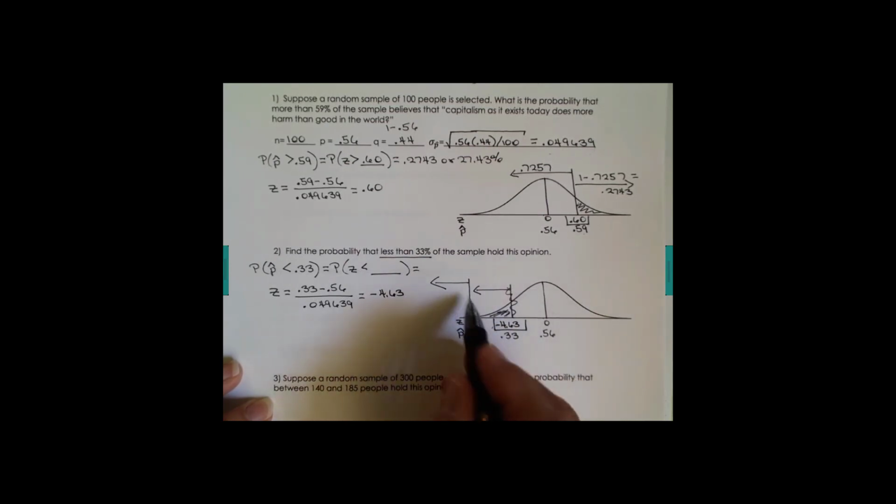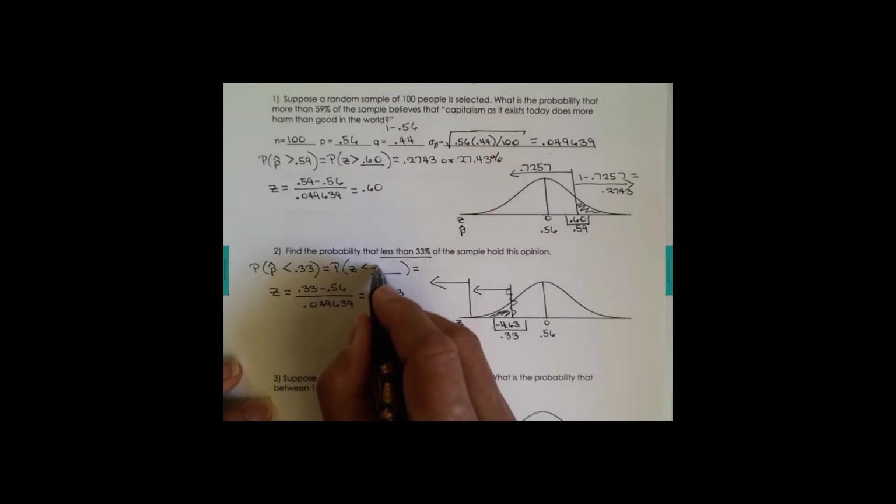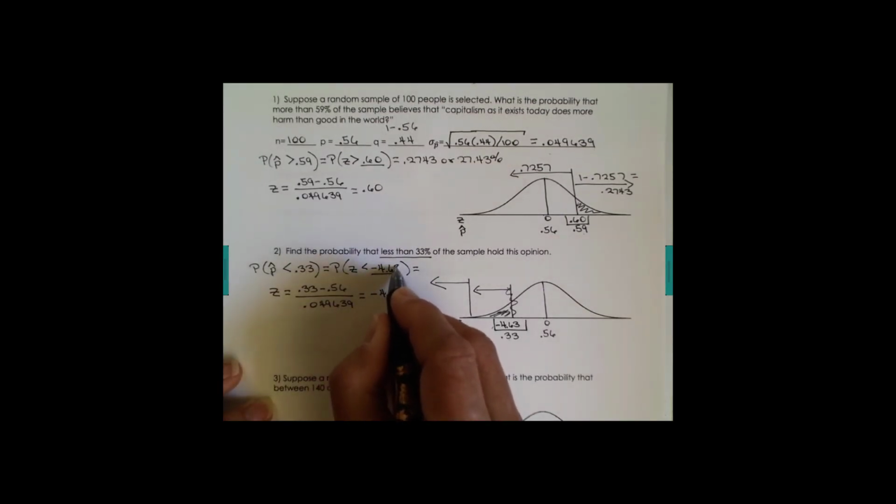4.63. Well, what's past? I can't look it up. It's not on my chart. What is past? What is smaller than a negative 4.63? It's not on my chart. Nothing's out there. So that probability is 0. All right, let's try number 3.